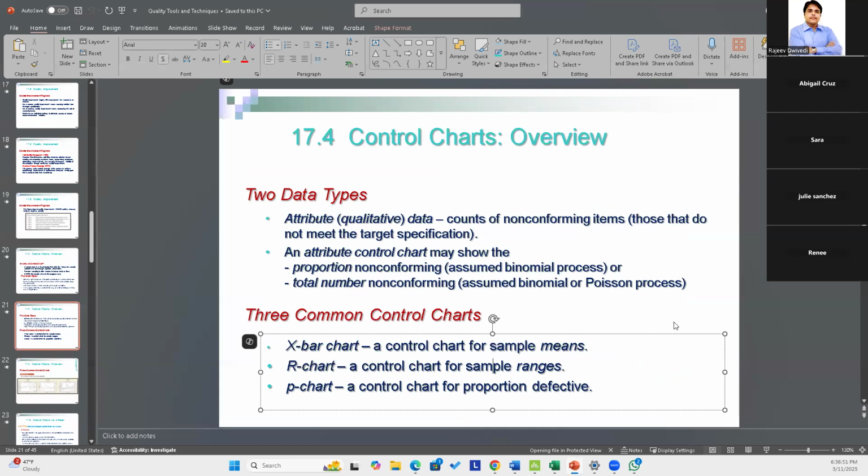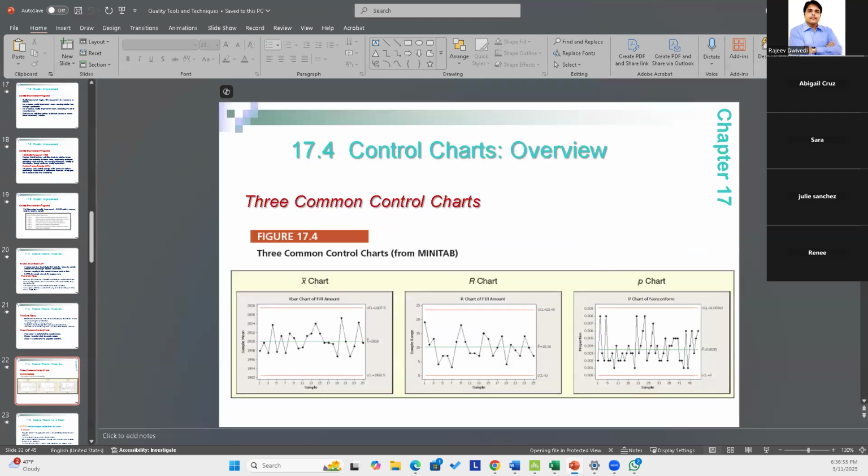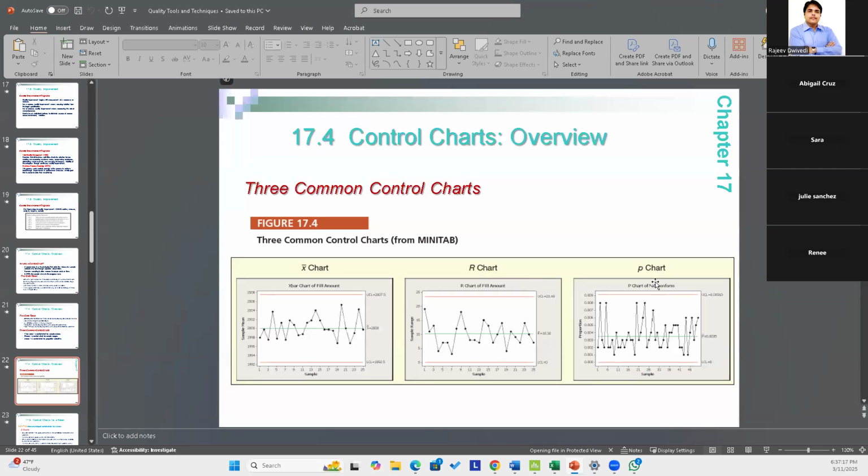So these are the three things, and before looking into Minitab, I would like to share this. Basically, you can see these charts. How to read and understand these charts? A few simple things. This is the X bar mean chart, the range chart, and the proportion chart.